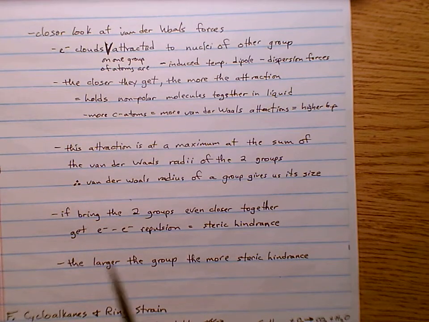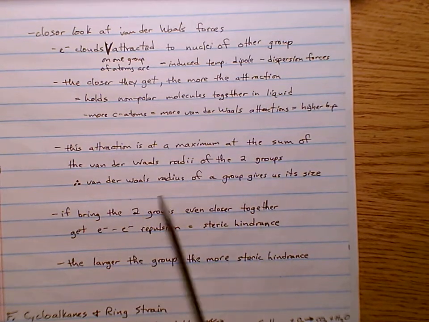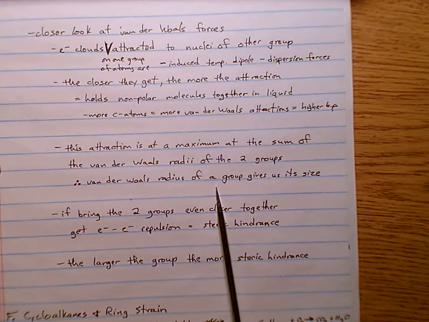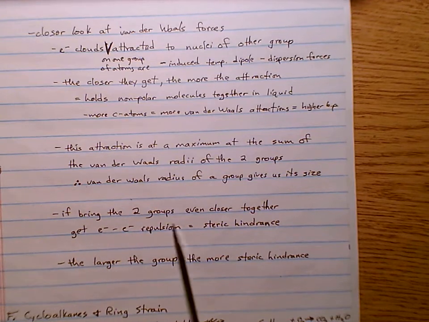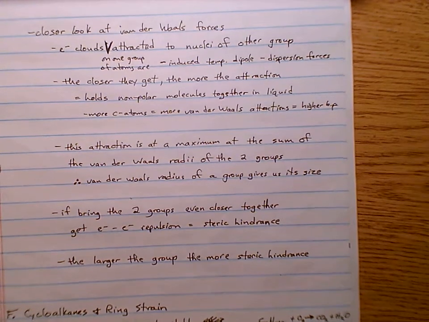Note that this attraction is maximum at the sum of the van der Waals radii of the two groups. That's when you get most attraction, but then they get too close and you get repulsion. This electron-electron repulsion is our steric hindrance. The larger the group is, the more steric hindrance it's going to have.